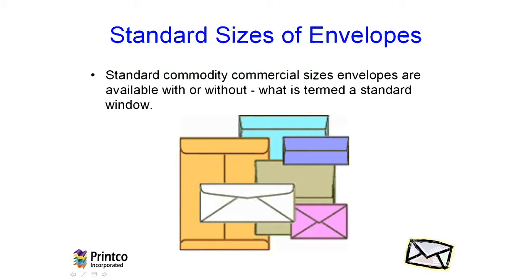Standard commodity commercial size envelopes are available with or without what is termed the standard window. Standard window dimensions and window size positions are listed. Standard sizes are more economical and readily available for shipment. Note that the up and down dimension, the shorter dimension, is listed first for dimension and size. Staying with the standard size for any envelope will keep your cost down. There are standard size envelopes for all types of envelopes.